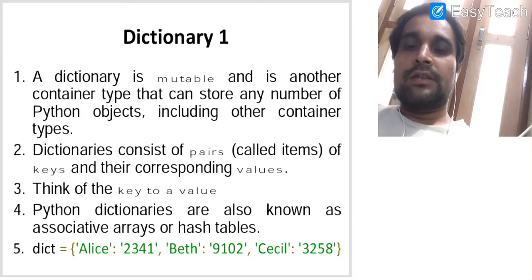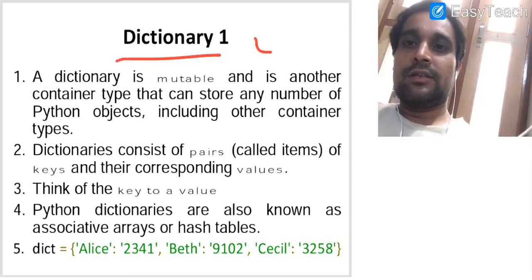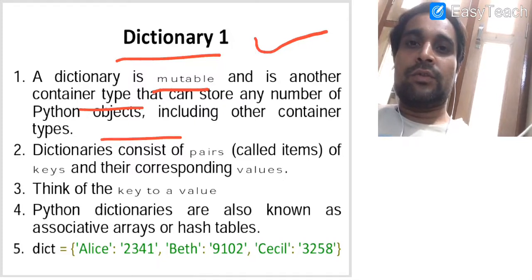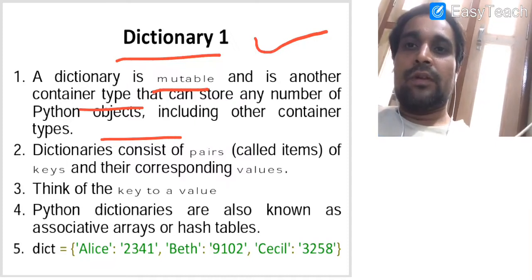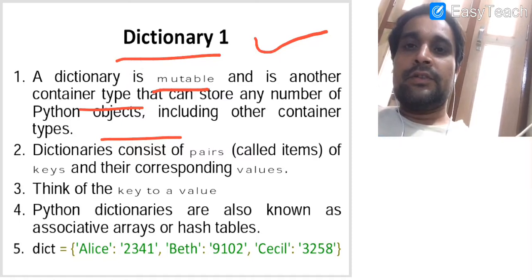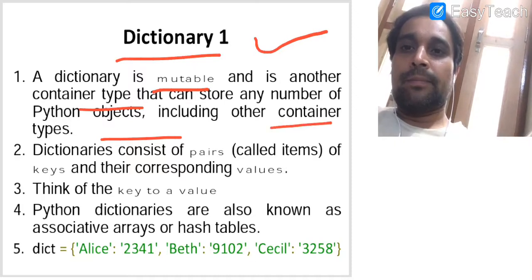In our last lecture we discussed string, list and tuple, and now we are going to discuss one of the important data types of Python, that is the dictionary. Dictionary is a mutable data type and it is another container data type that can store Python objects of different types altogether. Mutable means modifiable. It means individual elements of the dictionary can be modified, and a dictionary can contain a number of elements or objects of different types.